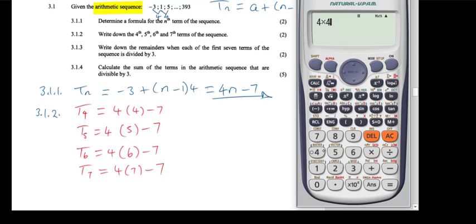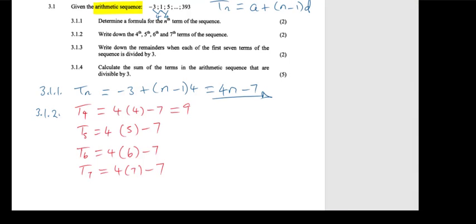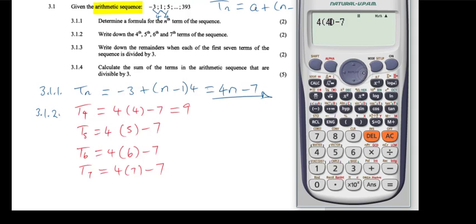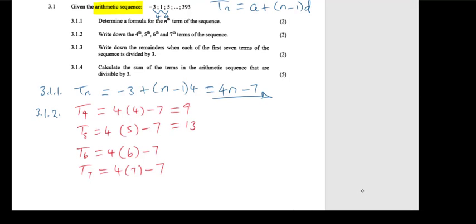So the first, we've got 4 into 4 minus 7. So your answer is 9. Then n, so let's change 4 to 5, minus 7, 13. Then 17, then 21.